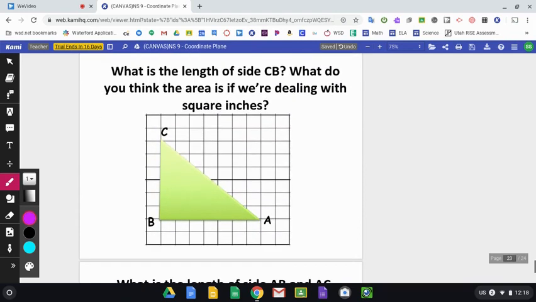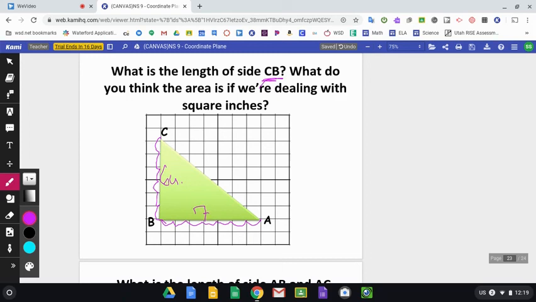Here we have a triangle now. It says, what is the length of side CB? 1, 2, 3, 4, 5, 6 units. What do you think the area is if we're dealing with square inches? Well, let's find the length of AB. 1, 2, 3, 4, 5, 6, 7.